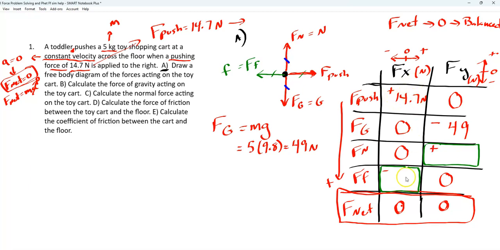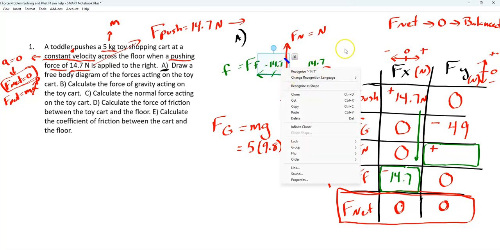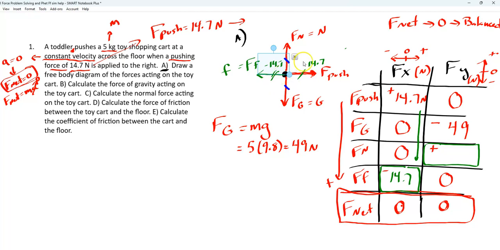So again, if you just add the columns, you say, okay, 14.7 plus some negative number would get me 0. If it's balanced, that means that these numbers are the same. So the friction force has to be 14.7. So if I have 14.7 going to the right, I have negative 14.7 going to the left, and those two forces are going to cancel out, and the net force is going to be 0, which is what we want.